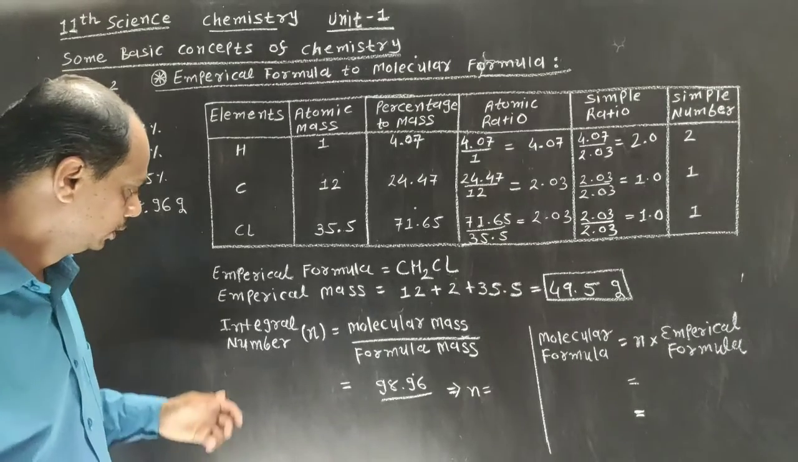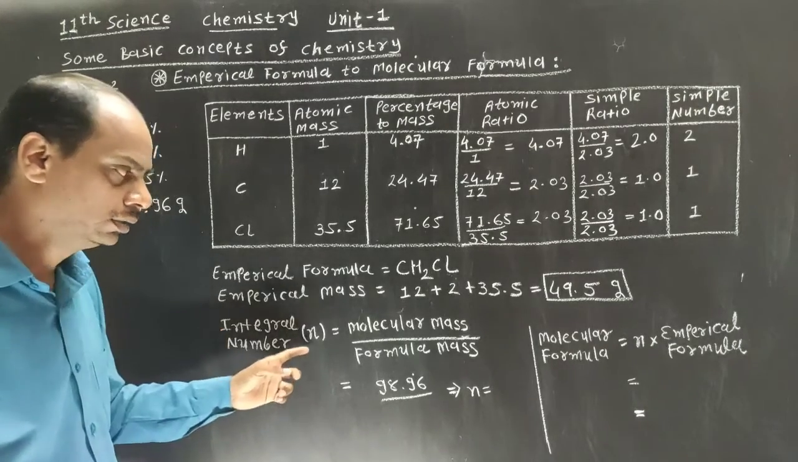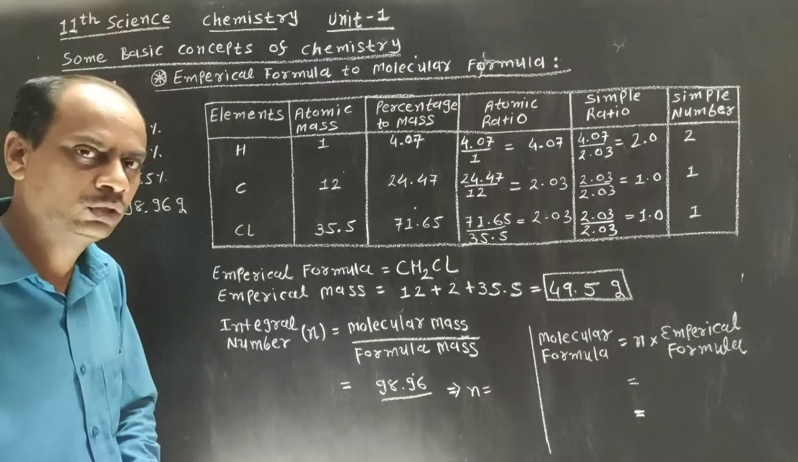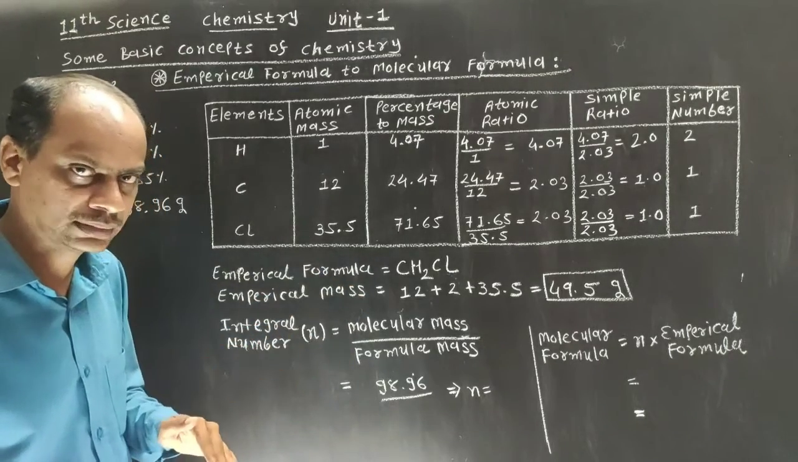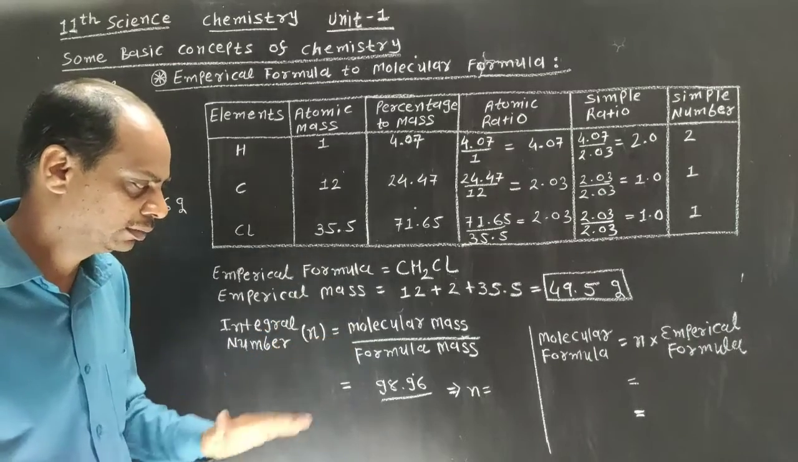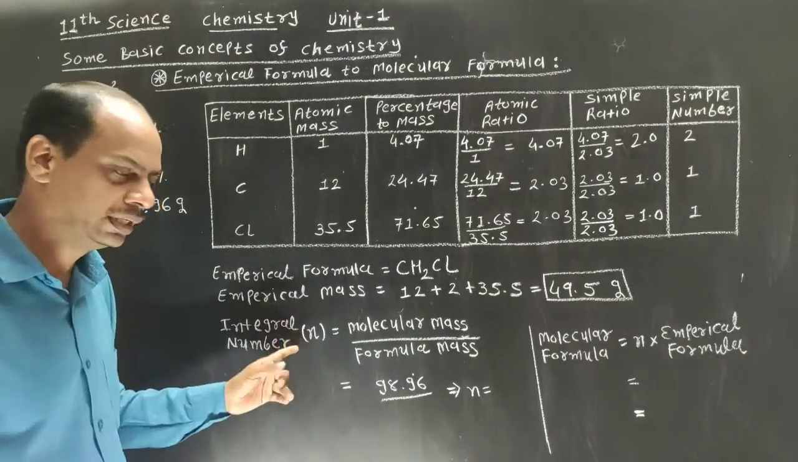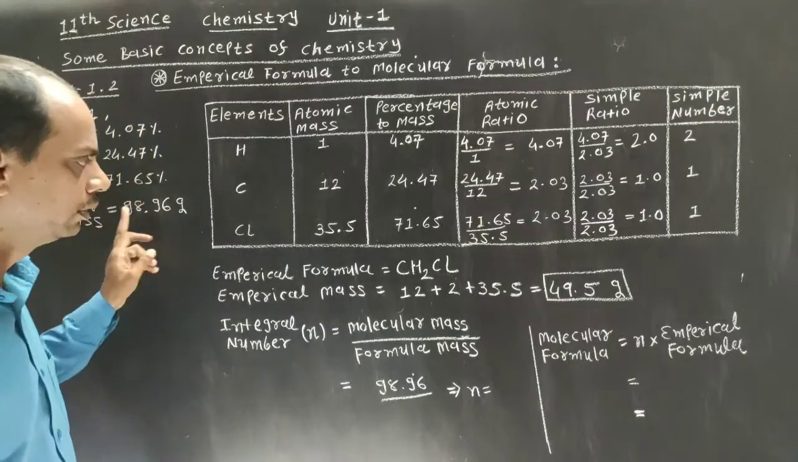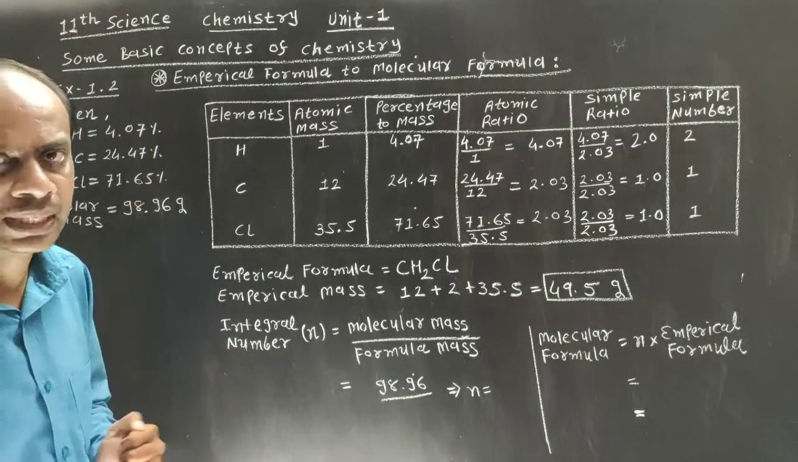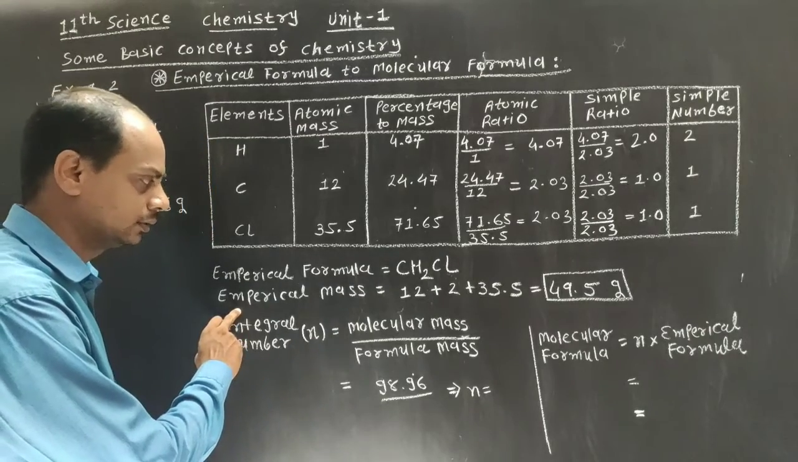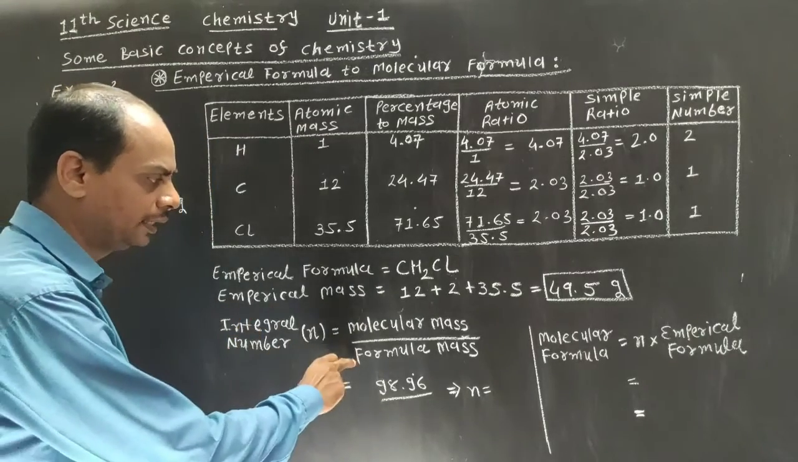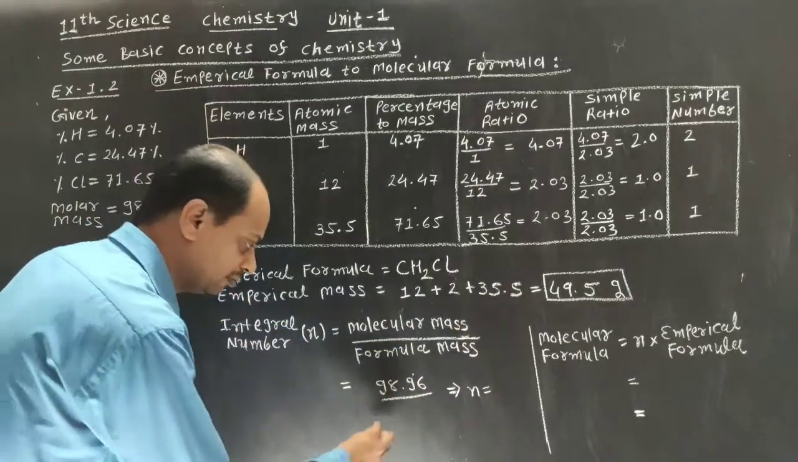Last step. Integral number n. What is n? How can you obtain n? When the molecular mass is divided by the formula mass, we obtain n. What is the molecular mass? 98.96. And what is the formula mass? The empirical mass. Right? So, what is the empirical mass? 49.5.